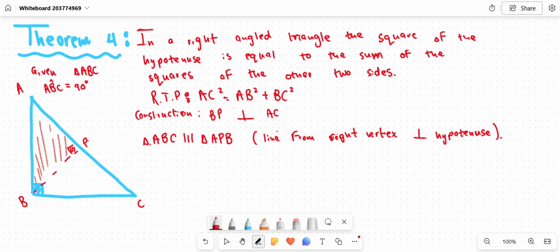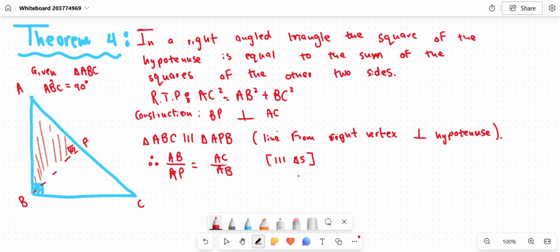And now that I've stated this, I can therefore conclude that the sides AB divided by AP is equal to the sides AC divided by AB. Why? Because this is what happens when you have similar triangles.